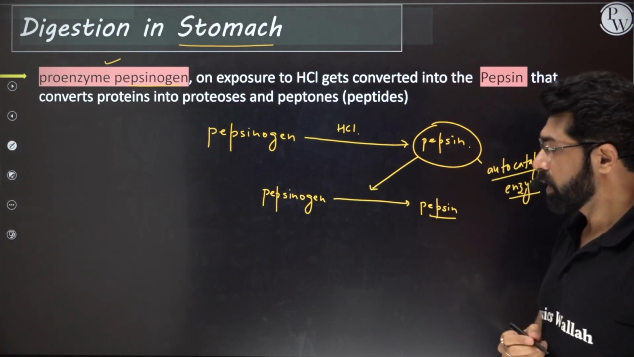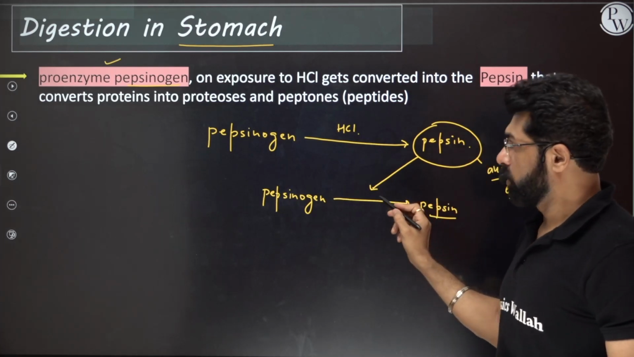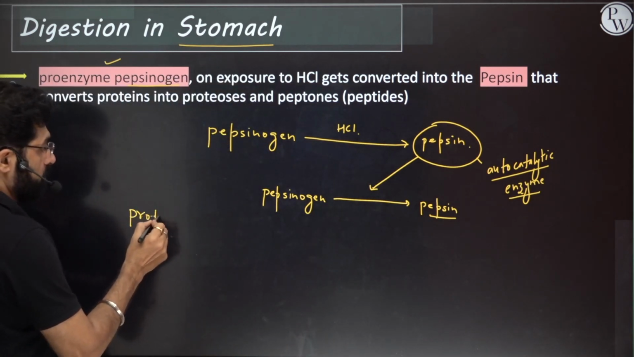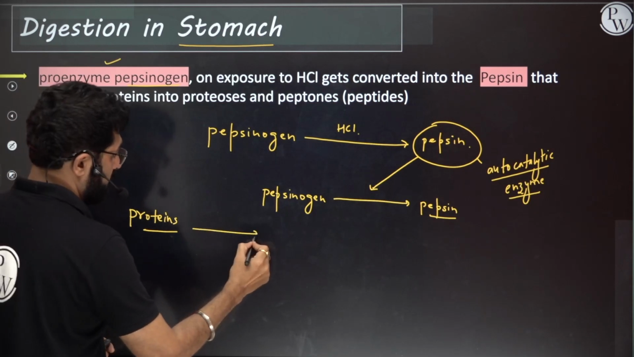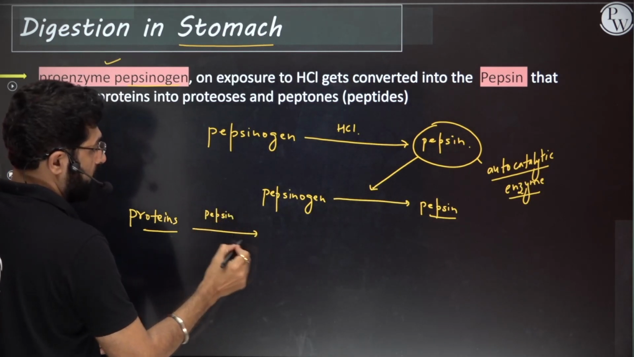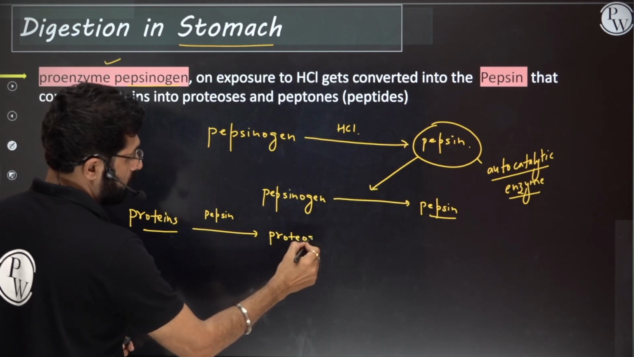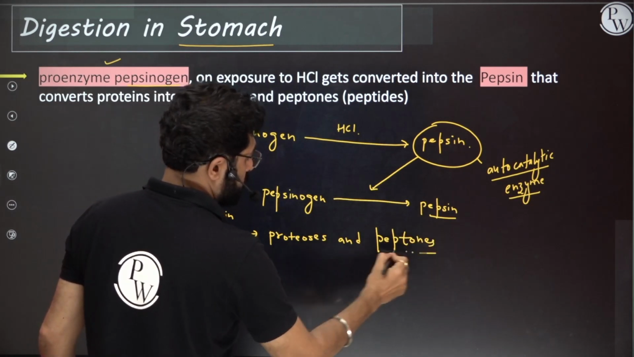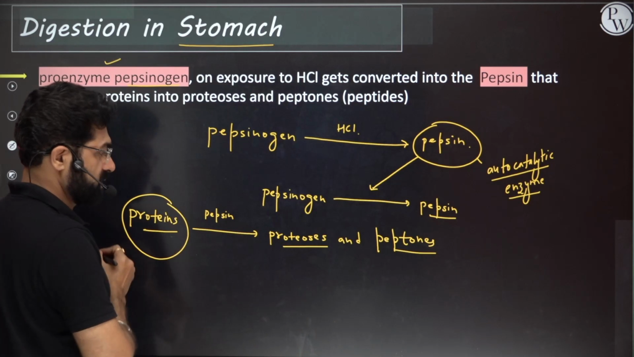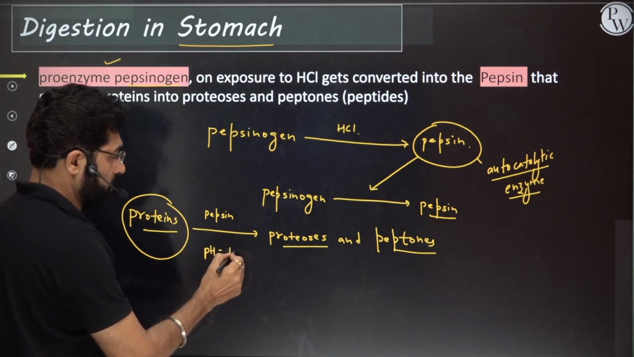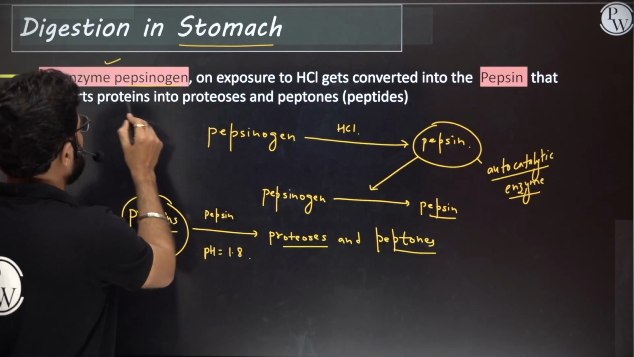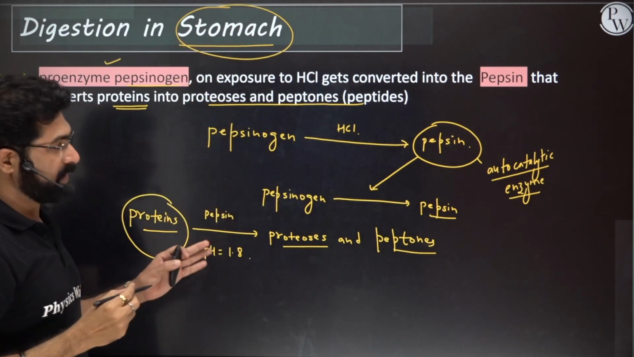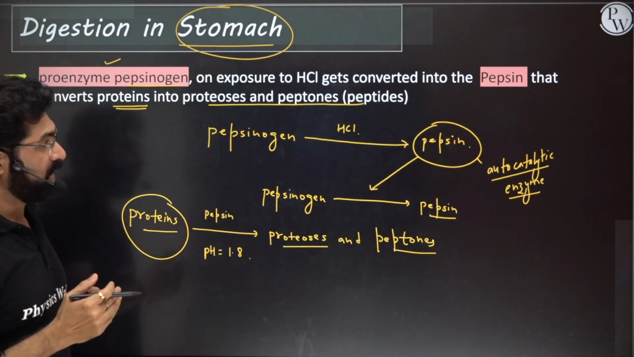Please remember this. Now listen. This pepsin is going to work on proteins. Proteins are going to be converted. Pepsin is going to work on them and convert them into proteoses and peptones. So these are the disintegrated forms of the proteins at a pH of 1.8. So this is going to take place in the stomach region. In the stomach region, this breaking down of the proteins is going to take place.